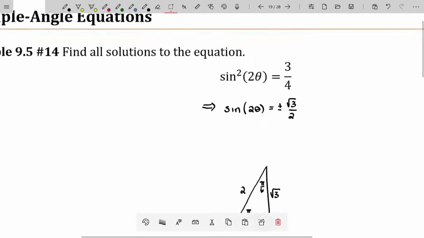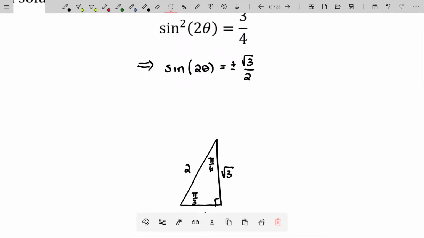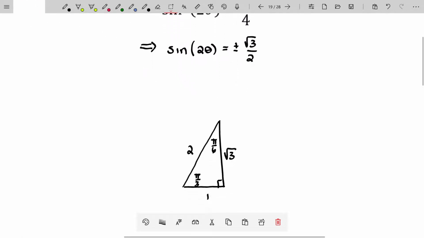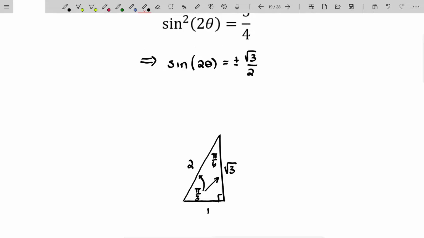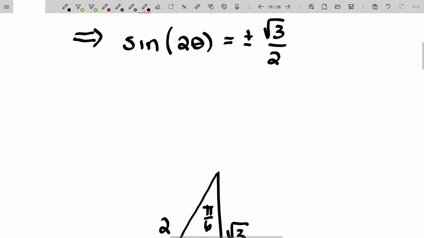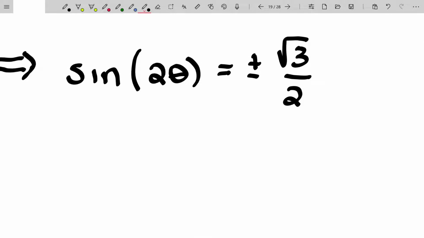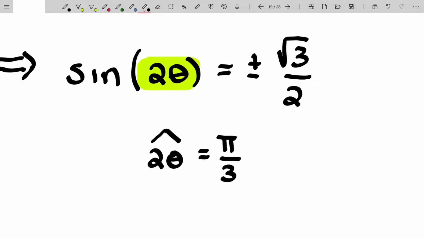And then you just reference your triangles. There it is. So you reference your triangle there. And let's see, the sine of what angle gives me √3/2? That'd be the sine of pi/3. So I know my reference angle is pi/3. But what is my angle? The angle is not theta, it's actually 2 theta. So when I say reference angle, I really mean 2 theta hat, and we want that to be pi/3.